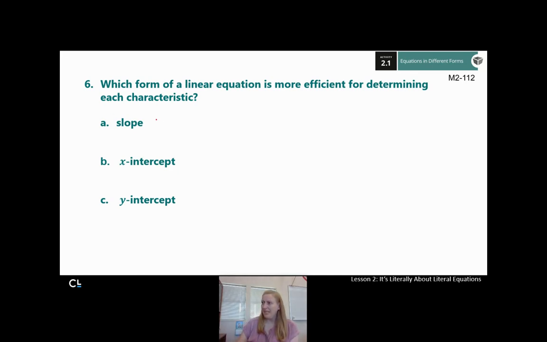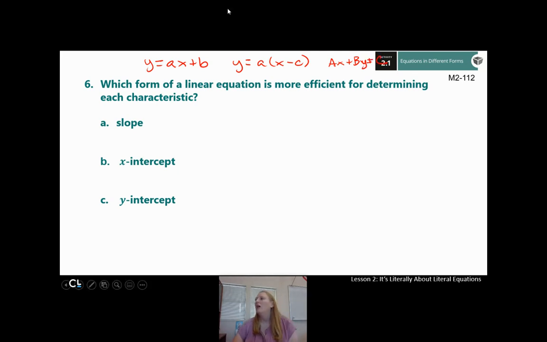So for slope, there are actually two forms that work really well. Remember that general form looked like this. I'm just going to make quick notes here. Factored form looked like this. And of course, standard form looked like this: Ax plus By equals C. Both general form and factored form give us our slope. So either of those would be great for finding your slope.